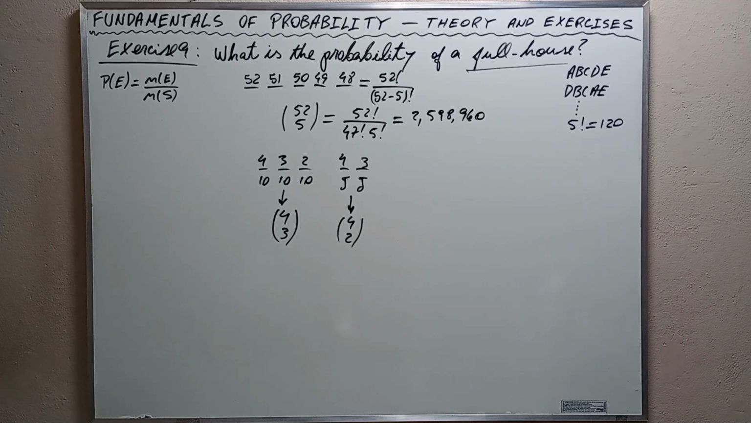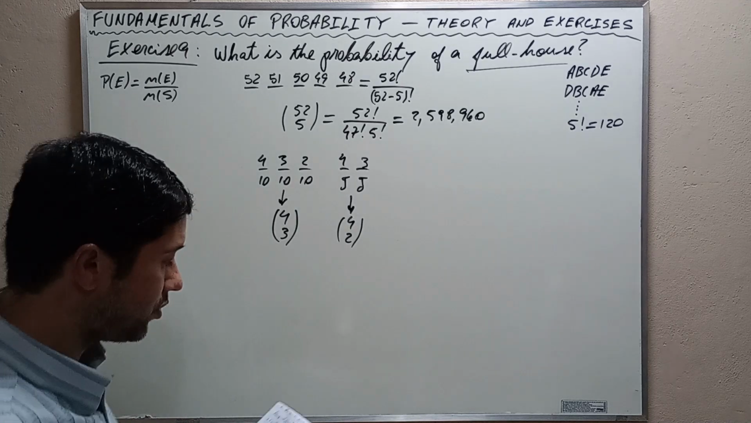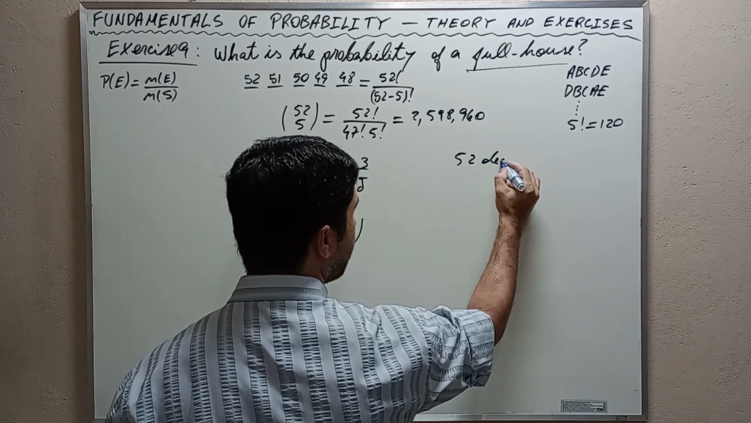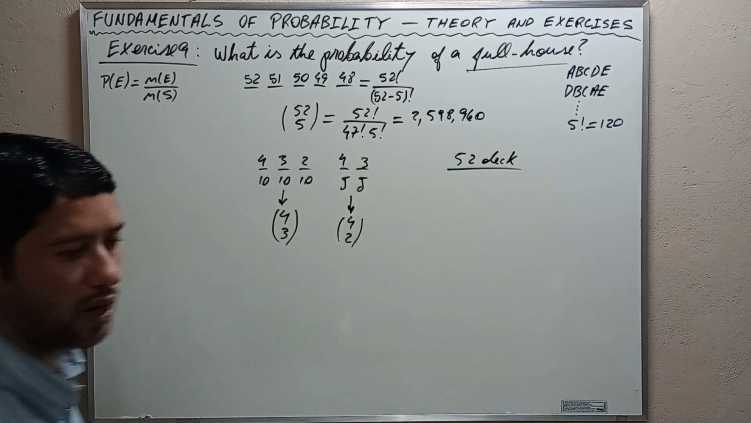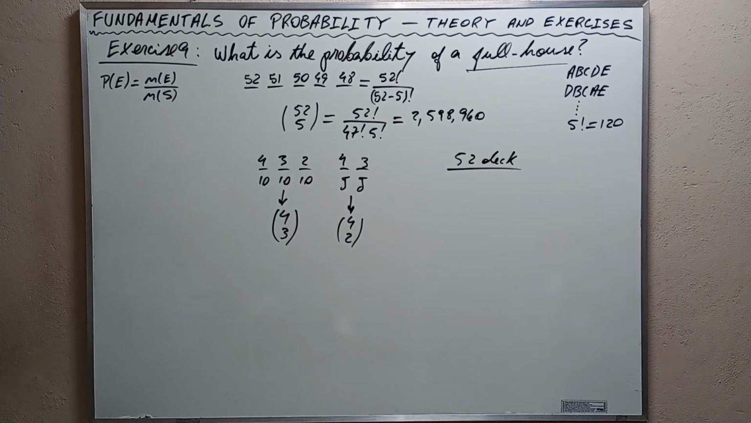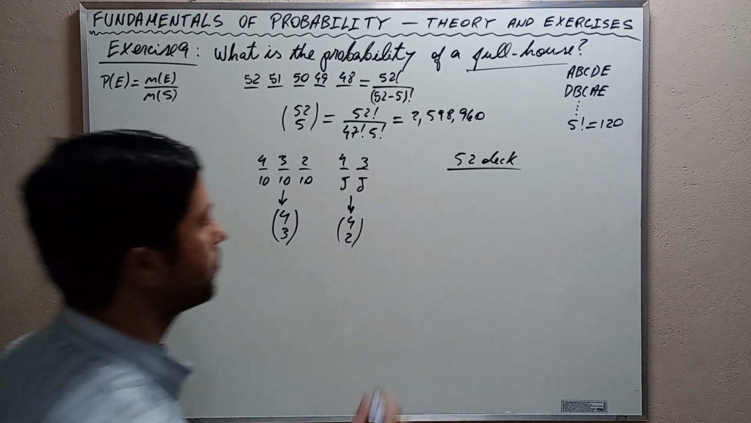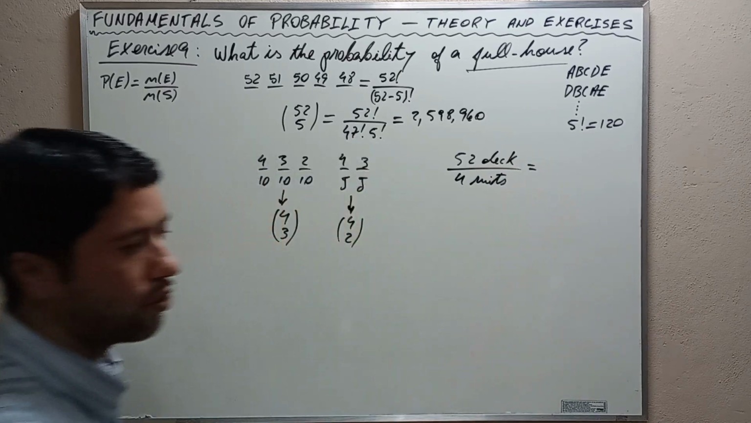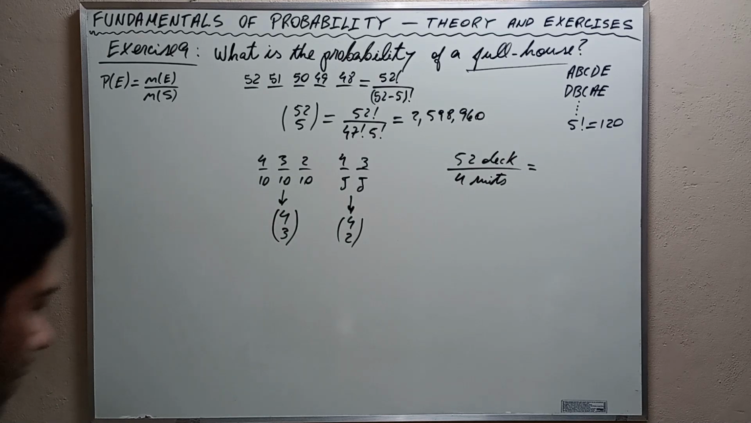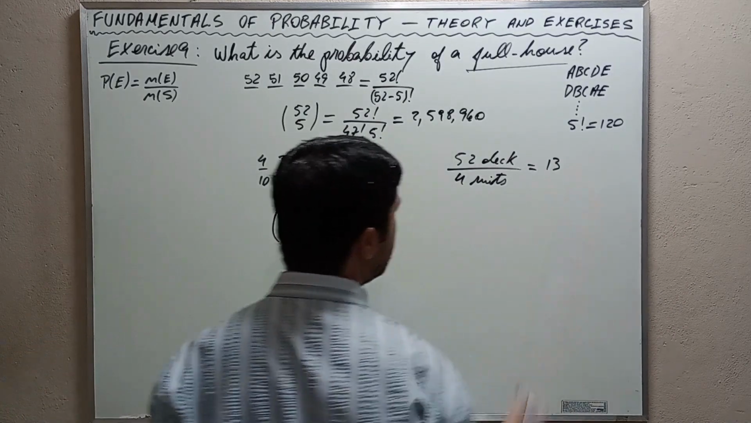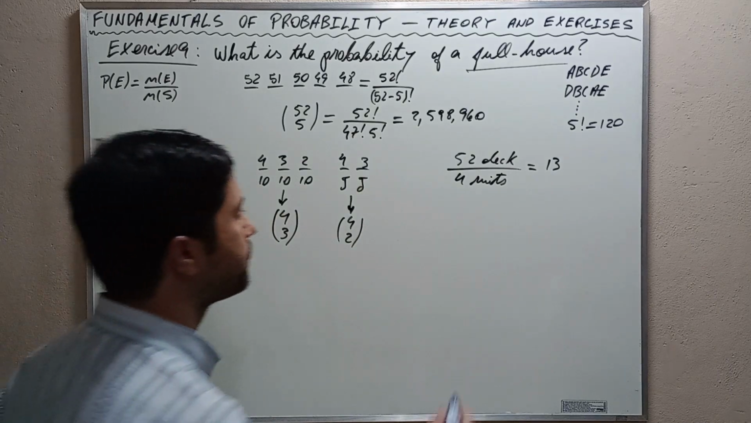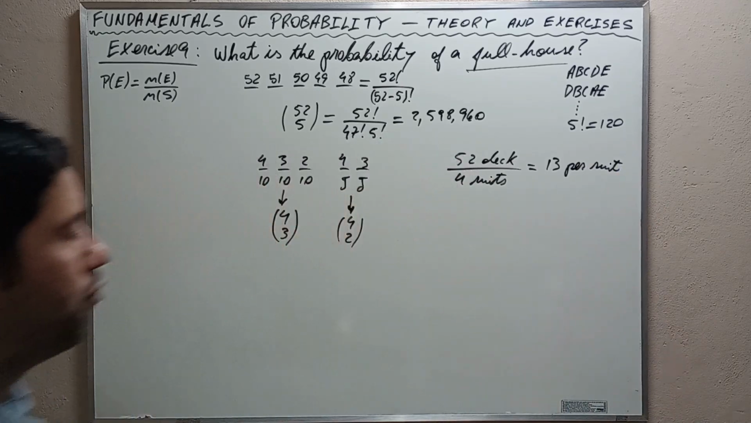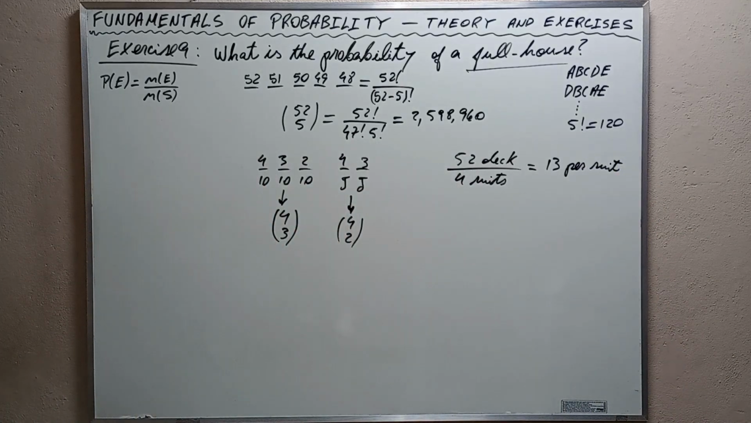Furthermore, observe again that we have 52 cards in a deck. Okay, we have 52 cards in a deck. And from this deck we have 4 suits. And what is the conclusion that we get? That we have 13 cards per suit. 13 cards per suit. Okay?